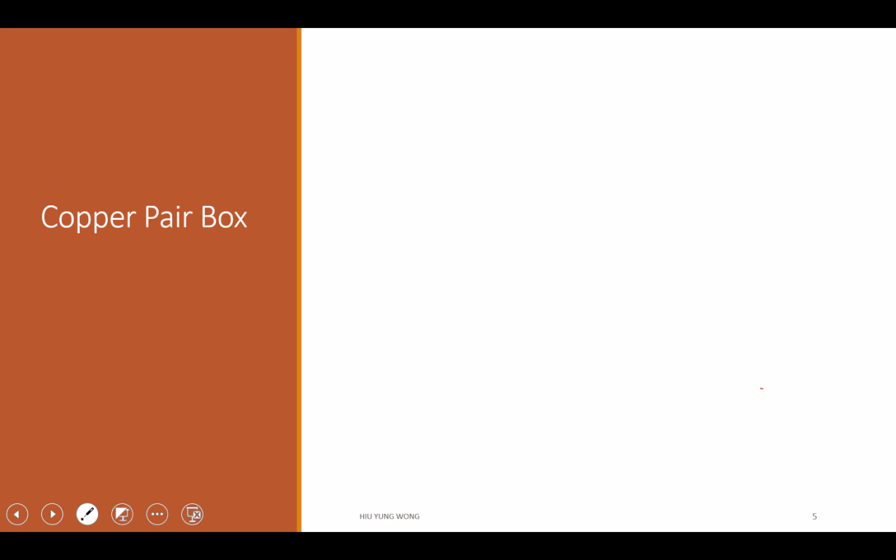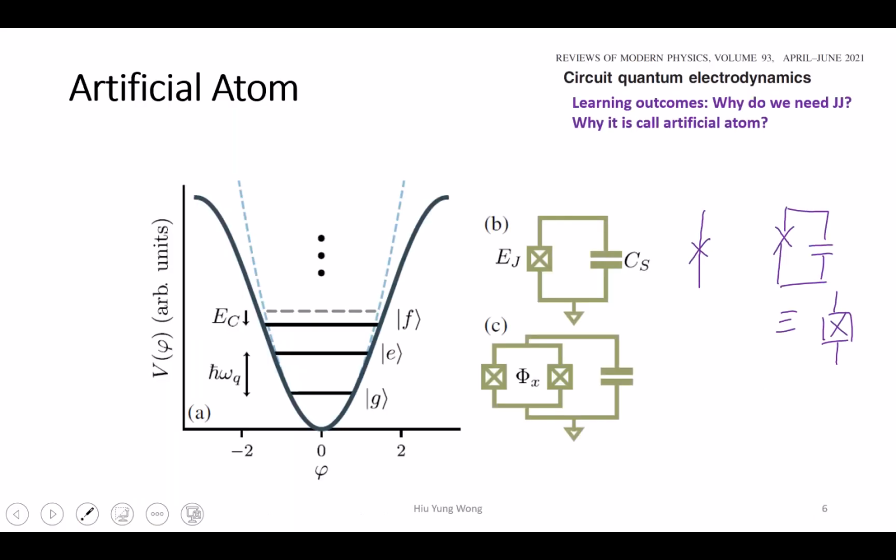We talk about the Cooper pair box, right? So the Cooper pair box is that we actually create a qubit by using the Josephson junction, right? This is a two tunable one, but this is just one single Josephson junction. And I say that usually for a Josephson junction, the symbol is just a cross.